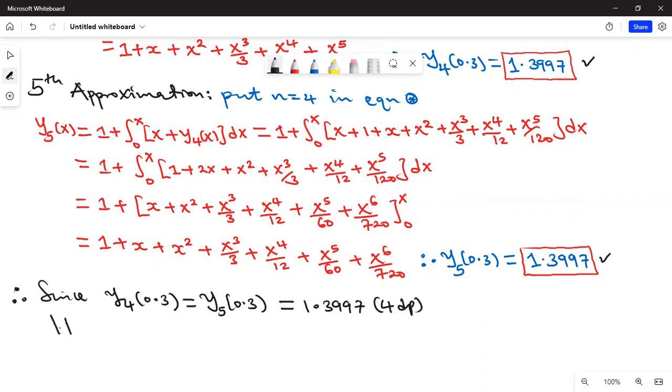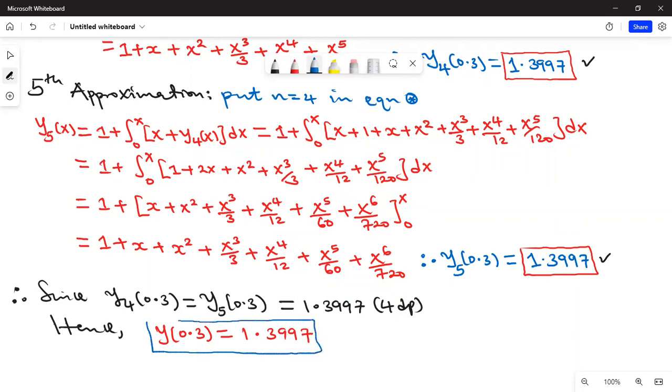Hence, it means that the value of y when x is 0.3 is equal to 1.3997, correct to 4 decimal places. So this is how to use Picard's method of successive approximations to solve a first order ODE.